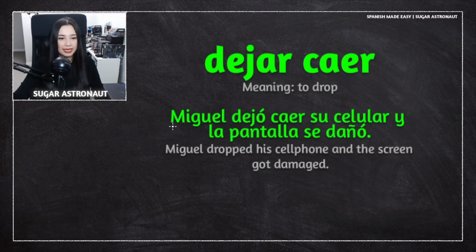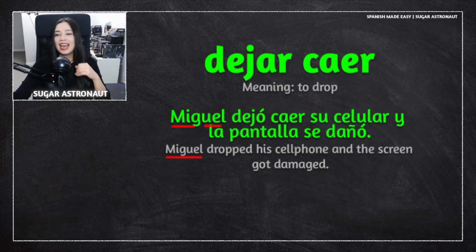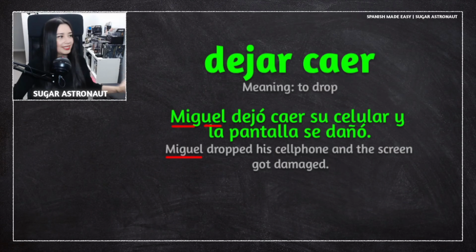Miguel, obviously Miguel is a name. We know that. I always use the name Miguel in my examples. I don't know if you've noticed.